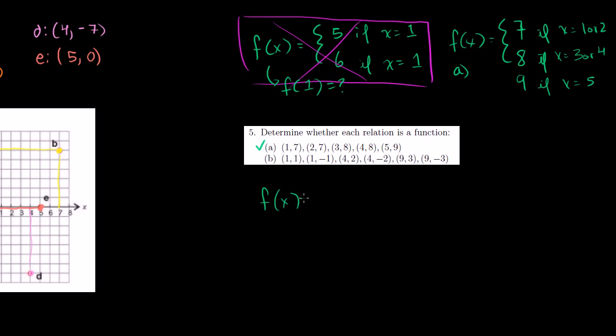They're trying to make a function where they say this function is going to be equal to 1 if x is equal to 1. But then it's going to be equal to negative 1 if x is equal to 1. So if I were to take f of 1, I don't know what it's going to be. Is it 1 or negative 1? I don't know. Do I take this one or do I take that one? So this is not a function. So part B is not a function. That relation is not a function.